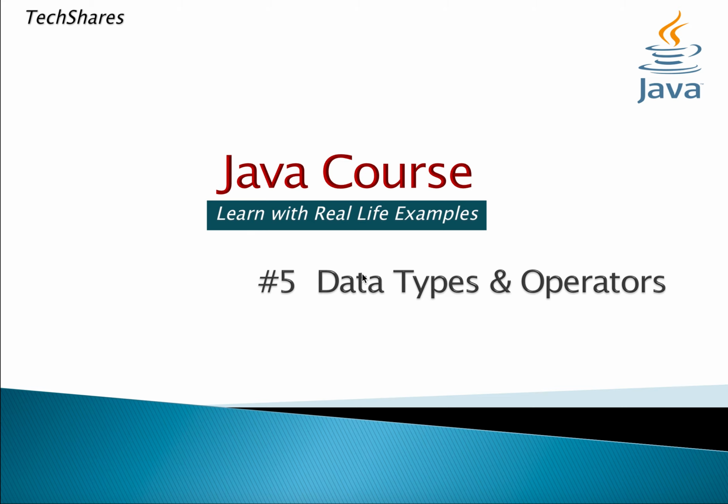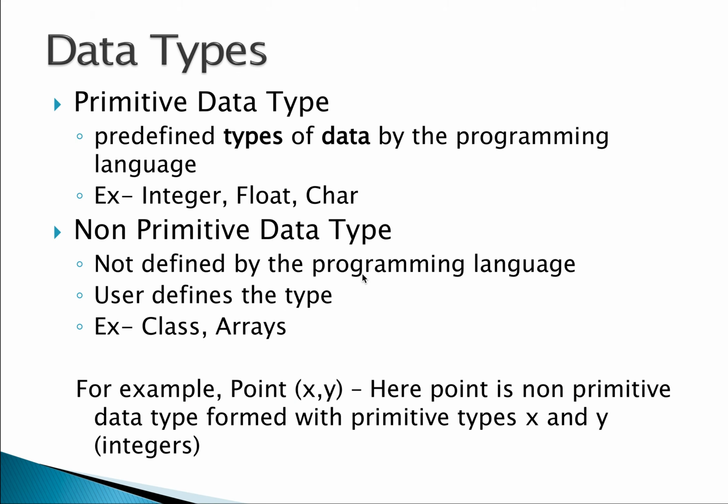In this session, we are going to discuss data types and operators. We have primitive data types and non-primitive data types in Java. Primitive data types are predefined data types that come with the language itself. So we have integer, float, boolean, character, long as primitive data types. They are fundamental types offered by the language.